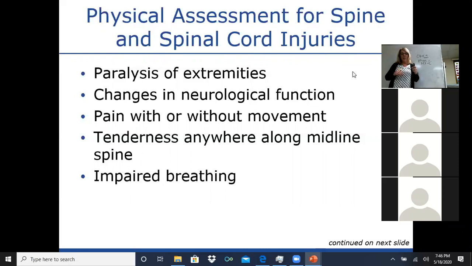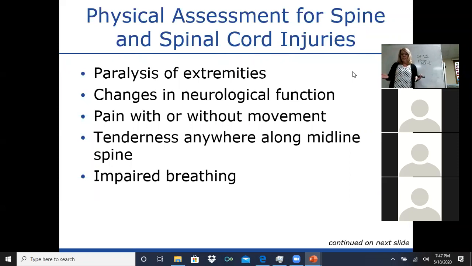If the diaphragm cannot move, then they cannot breathe adequately, and you have to be able to manage that. So make sure with any spinal injury that if your patient's having difficulty breathing, that's coming to your mind. Oh shoot, they can't breathe because they might have an actual injury, or there might be pressure or swelling on that phrenic nerve that's causing that impaired breathing.